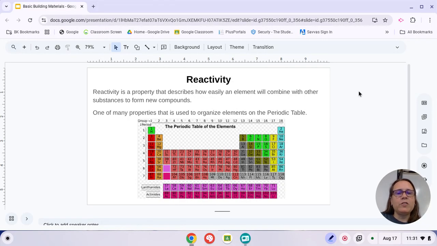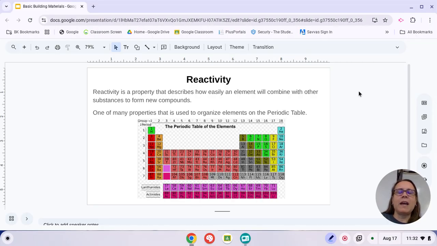A little bit of a weird shape, but we do have nice rows and columns and an organizational look to this. This particular one even has some color coding to it. And so we took a lot of different things and used those to organize the elements. So reactivity is just one property that we use to organize the elements in the periodic table.